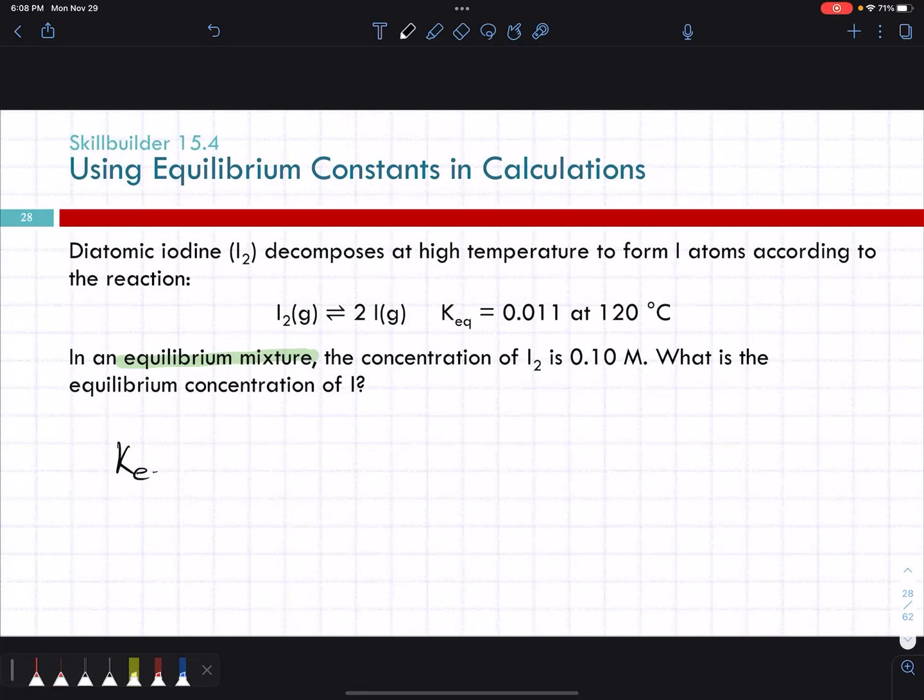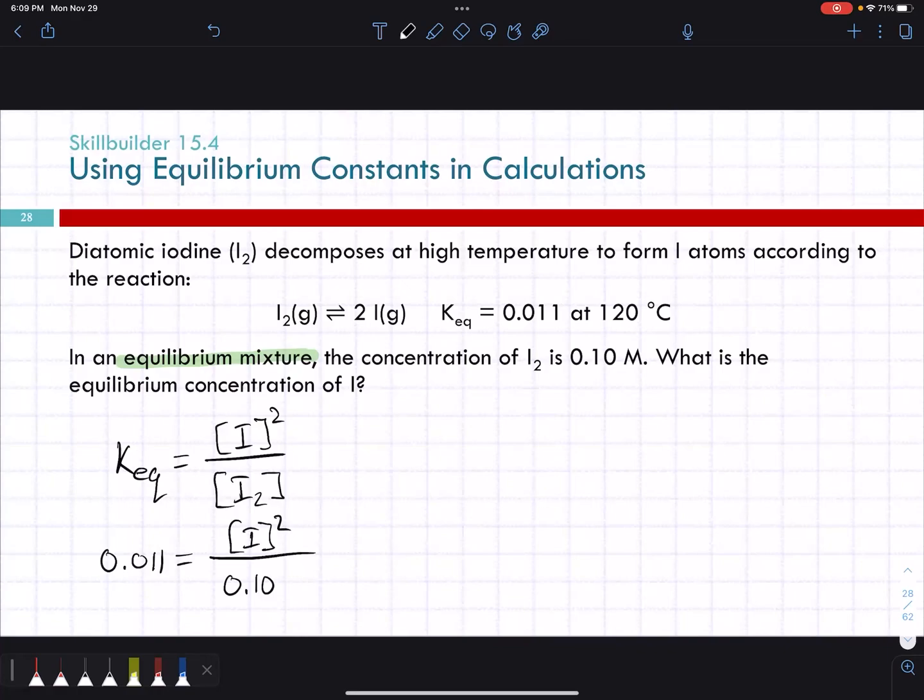So we can write our equilibrium equation. It's going to be products over reactants. This is I squared over the concentration of I2. So if we sub in these numbers, we get 0.011 is our KEQ. Our concentration of I2 is 0.10. And this is I squared.